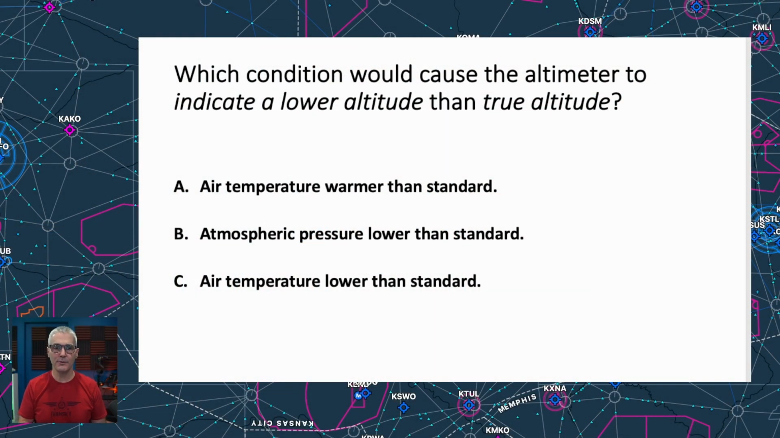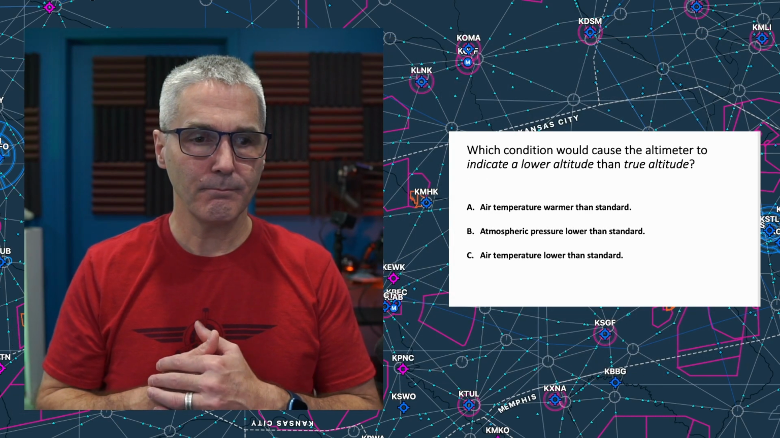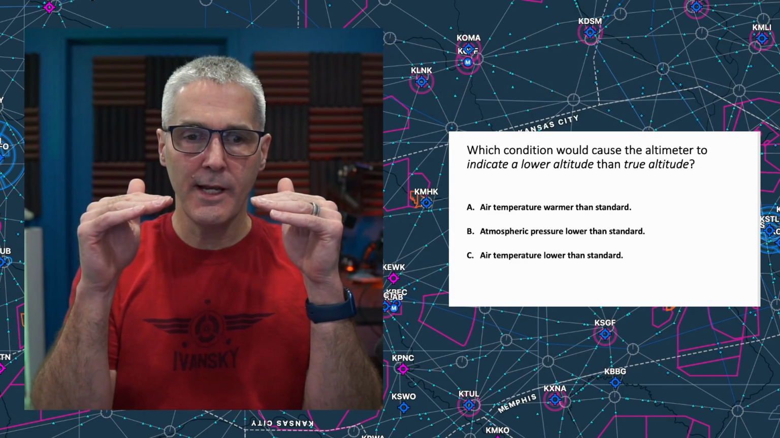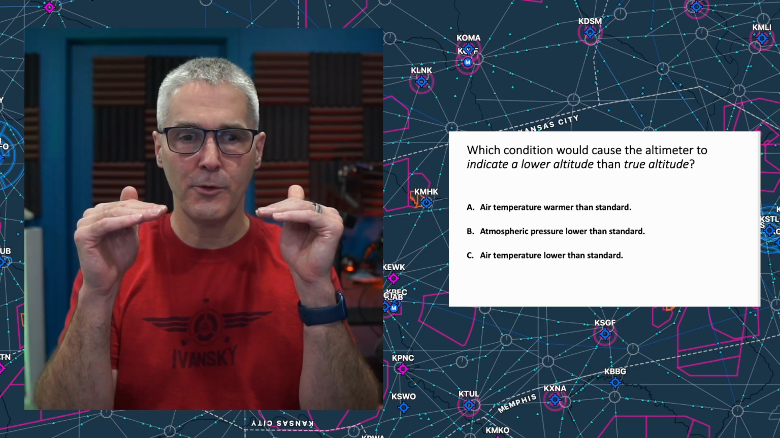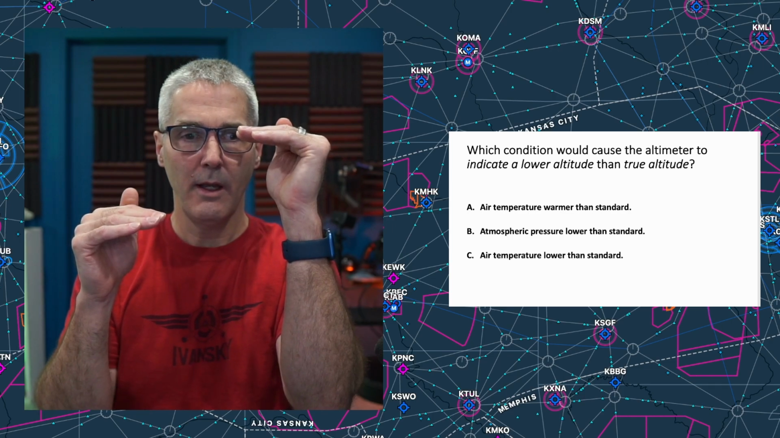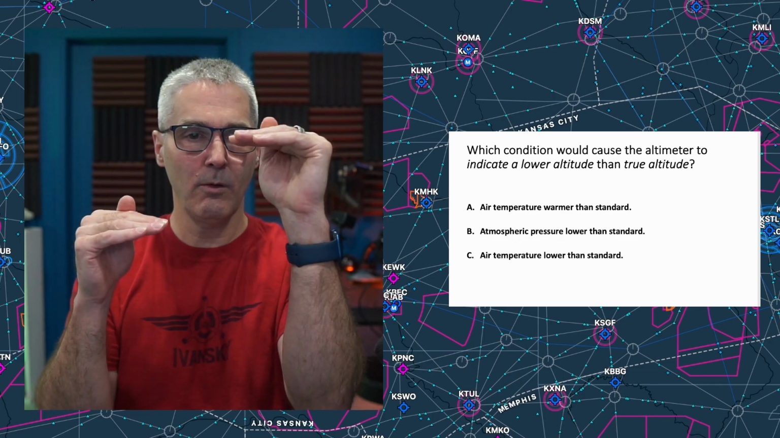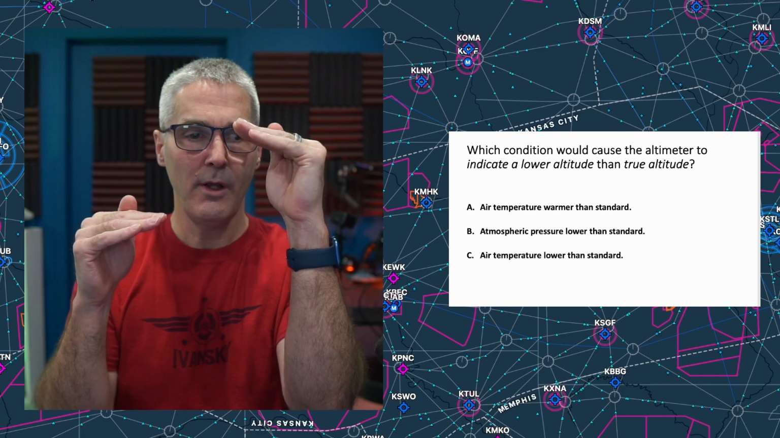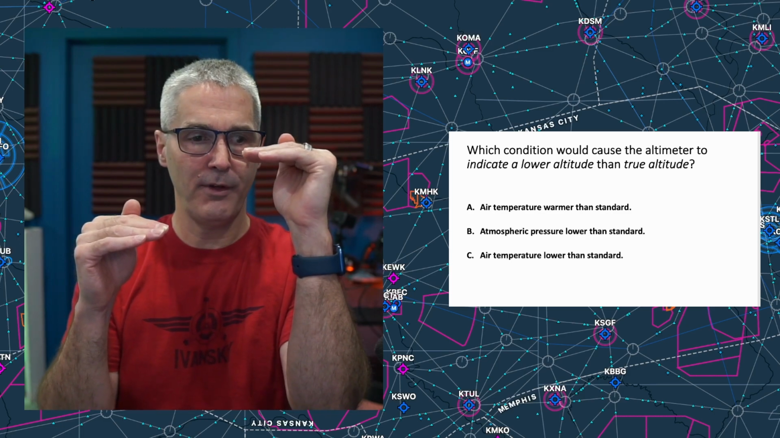Okay, let's look at this first question. Which condition would cause the altimeter to indicate a lower altitude than true altitude? So let's set this up. In this case, something caused true altitude to go up, and now indicated altitude is lower than true altitude. So let's look at the responses and see which one fits.